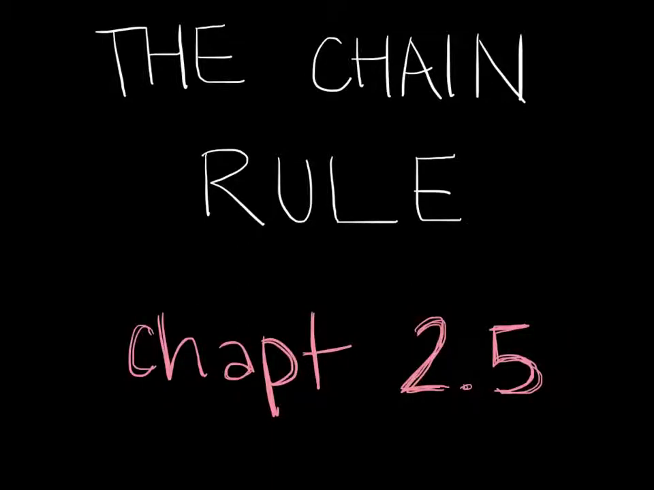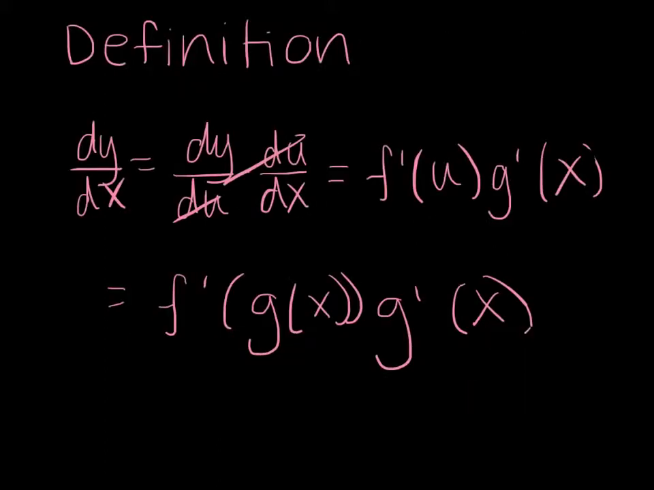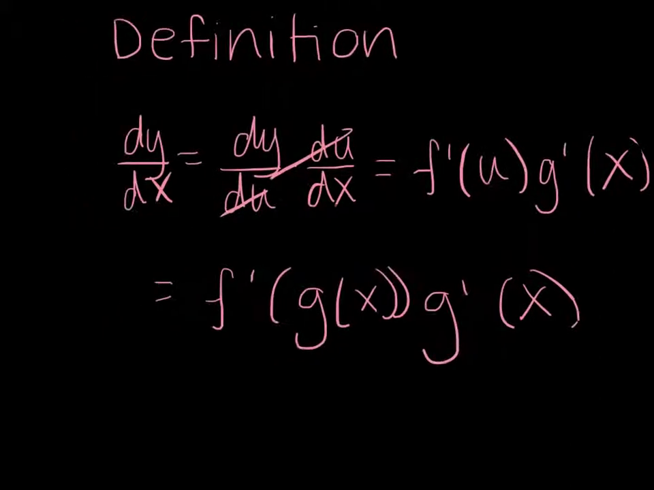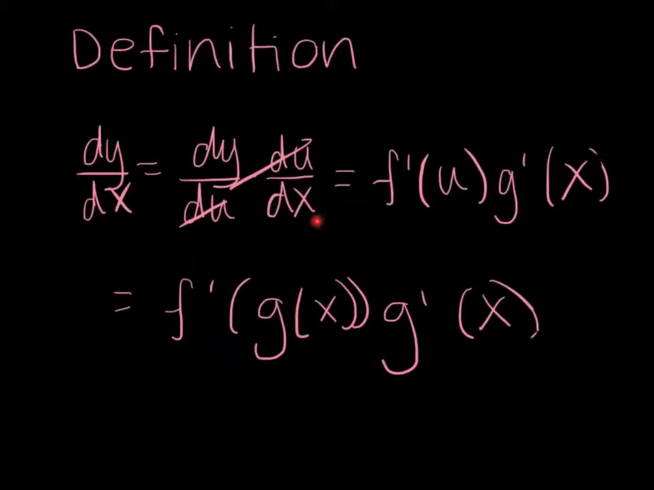In this section, we will study perhaps the single most powerful tool for differentiation, the chain rule for differentiating composite functions. The chain rule states that if y equals f of u equals g of x, and the derivatives dy/du and du/dx both exist, then the composite function defined by y equals f of g of x has the derivative given by dy/dx equals dy/du times du/dx, which equals f prime of u times g prime of x, equaling f prime of g of x times g prime of x.